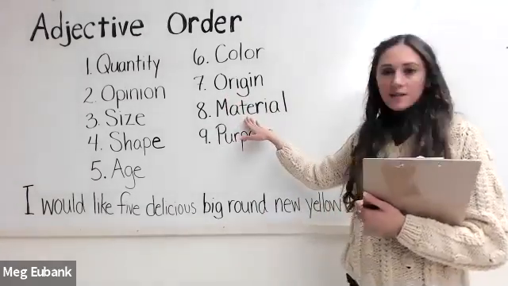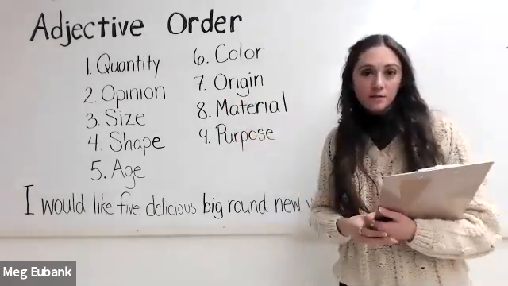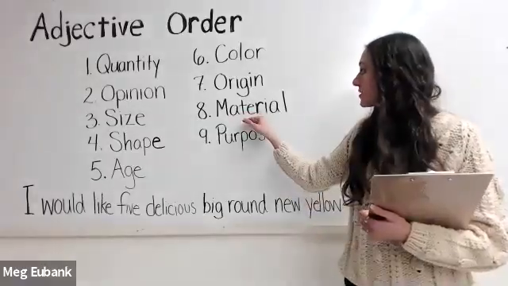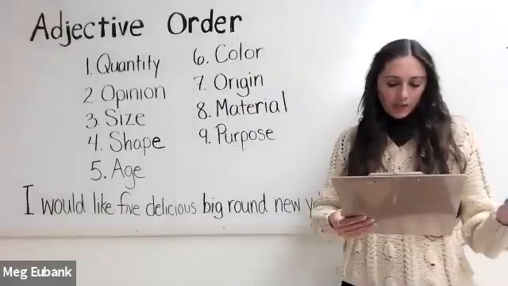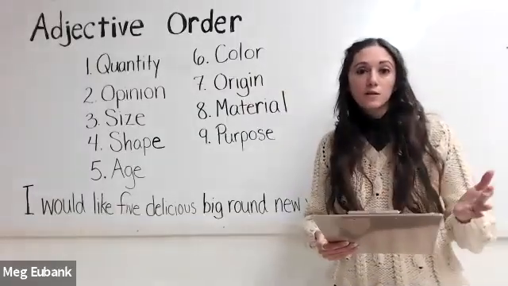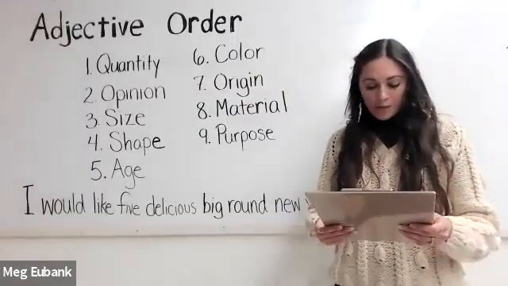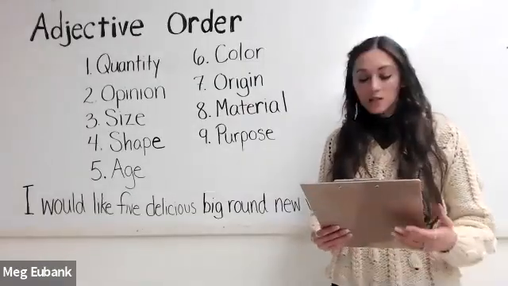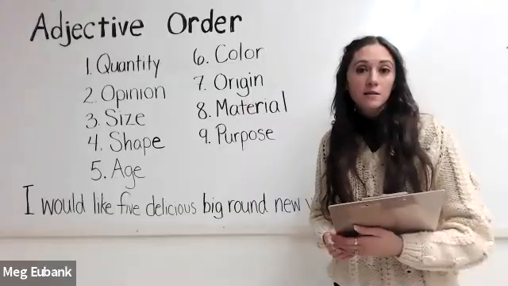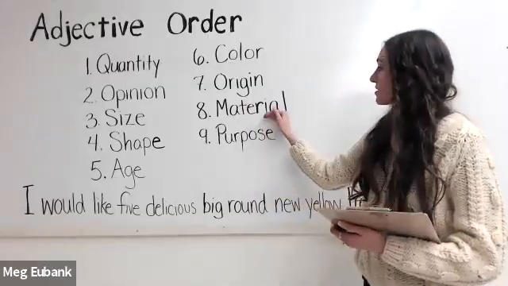The next thing would be the material. The material is what it is made out of. So it could be made out of wood. So maybe it's wooden. Maybe it's polyester. Maybe it's silk, which are fabrics. Maybe it's plastic. So that would be the material.